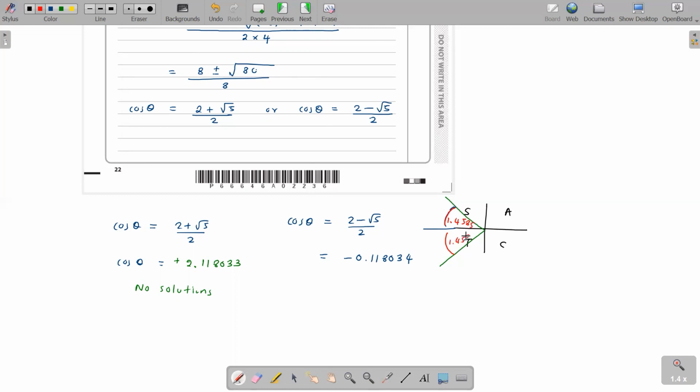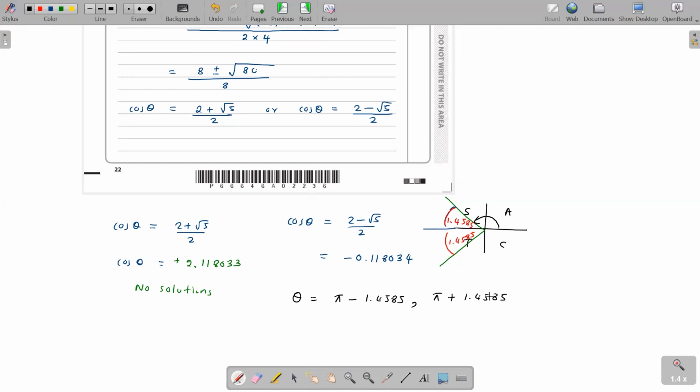And now let's get the real answer. How do I get the real answer? The range is from 0 to 2 pi. So what do we do here? The first answer for theta is pi minus 1.4585. Do you see? Because from 180 you should subtract this angle to get this particular answer. The other one is pi plus 1.4585.